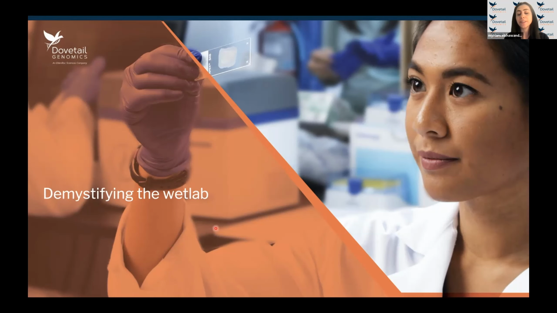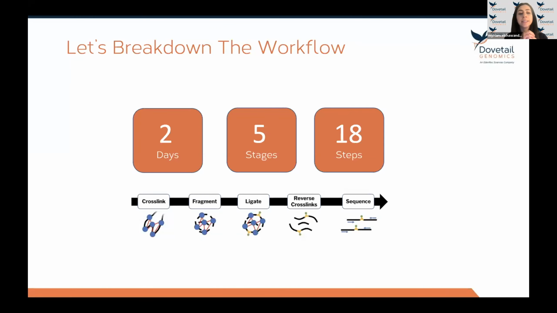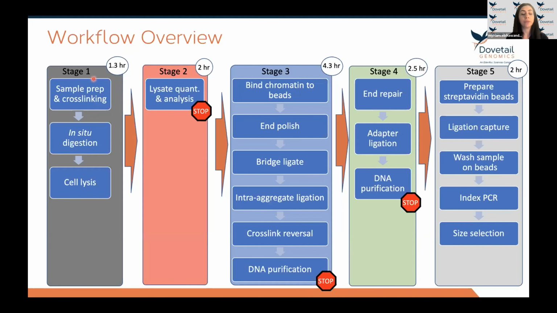In this part of the presentation, I'd like to share with you what is involved in running the Dovetail micro-C assay in the lab. The micro-C assay can be completed in 2 days, and that is going from sample to a sequencing-ready library. It consists of 5 stages and a total of 18 steps. So day 1 is for cross-linking, digestion, and proximity ligation reactions. It includes stage 1, 2, and 3. At the end of stage 3, you would have generated proximity ligated DNA.